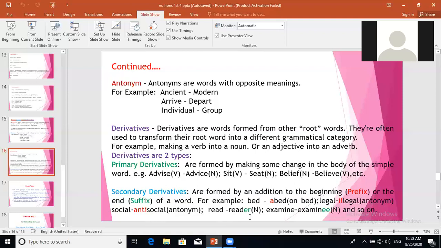Read, reader. You see, now this is a suffix. Er is the suffix. Read is the root word. Read, reader. Read is verb, reader is noun. Examine is verb. Examine, ee is the suffix here. So if we add something at the end, that is a suffix. I think you know what is prefix and suffix. So by using prefix and suffix, you can make new words from noun to verb, verb to adjective, and that will help you to improve your vocabulary.